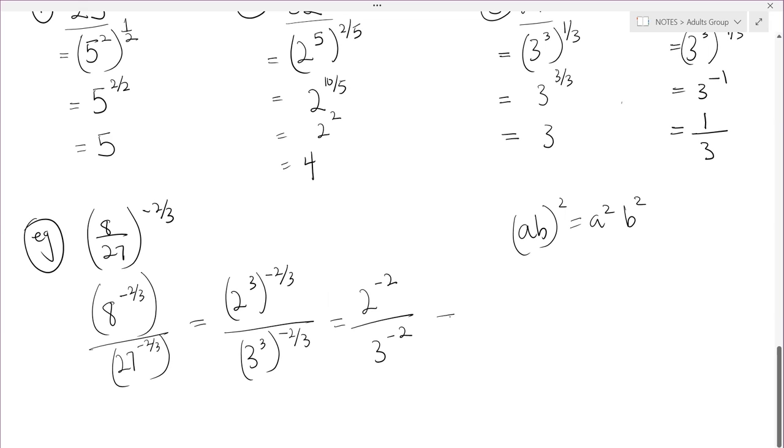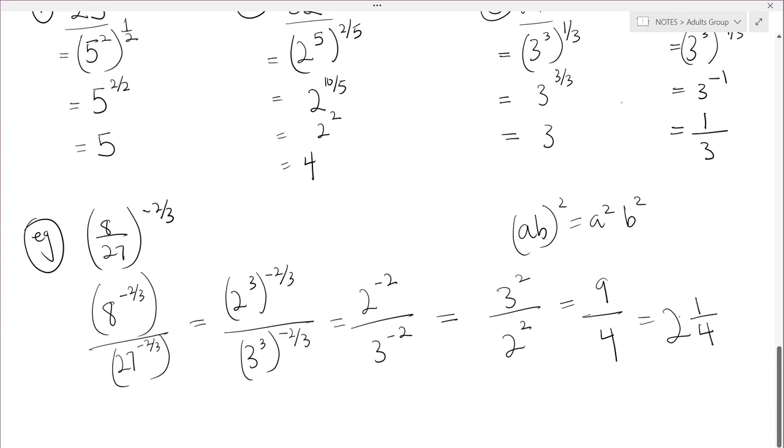And if we want to make this positive, of course, we have to do something nice here. We're going to send down the 2 to the power of negative 2 to make it positive. So that will be 2 squared at the bottom. And of course, if we want the 3 to the power of negative 2 to be positive, we send it up. So that will be 3 squared. So that would just be 9 over 4, which is 2 1/4.